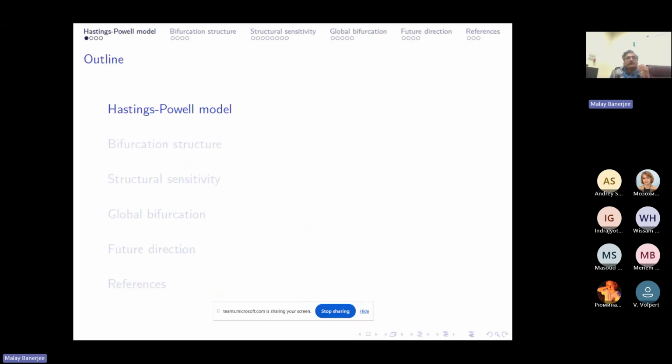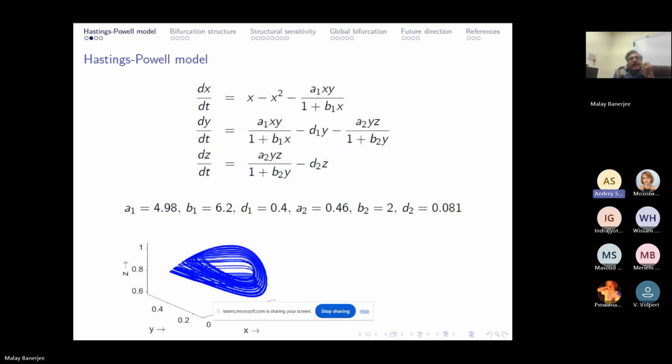Okay, so the Gastings-Powell model is a well-known classical model which was first introduced to capture chaotic dynamics in a three species interaction. And in terms of dimensionless variables and parameters, the model is described by these three equations. The first equation is for the prey population. The second equation is for the intermediate predator, and the last one is for the top predator.